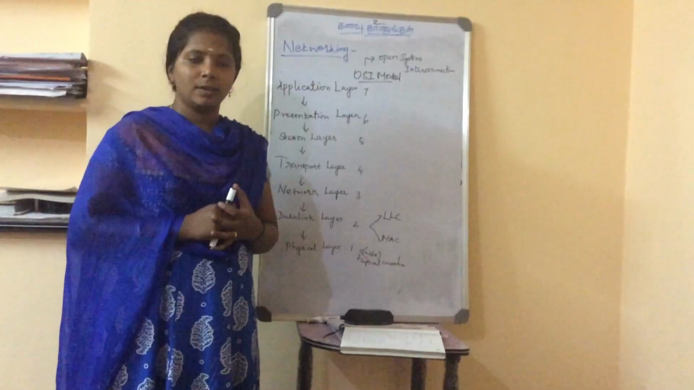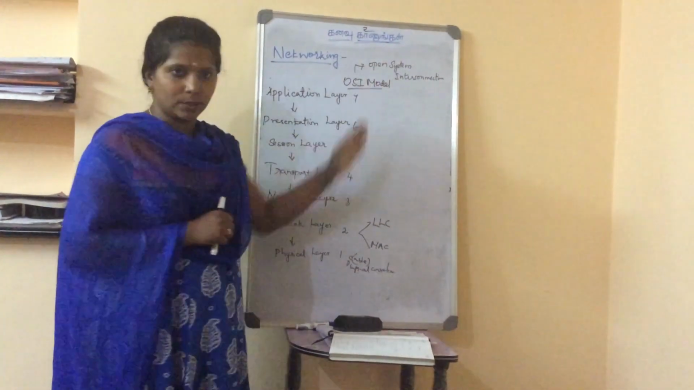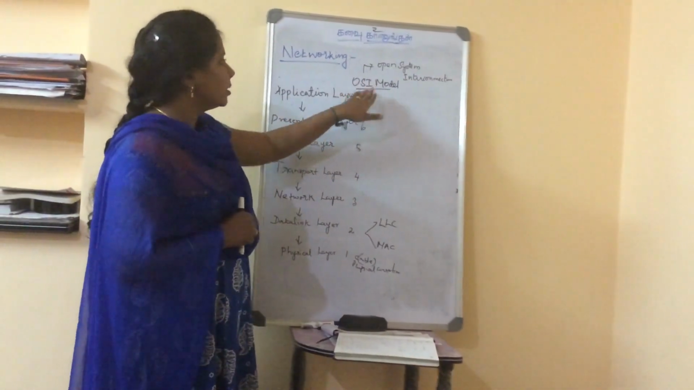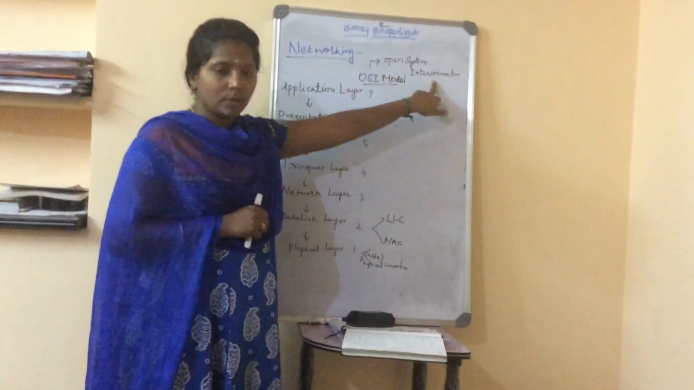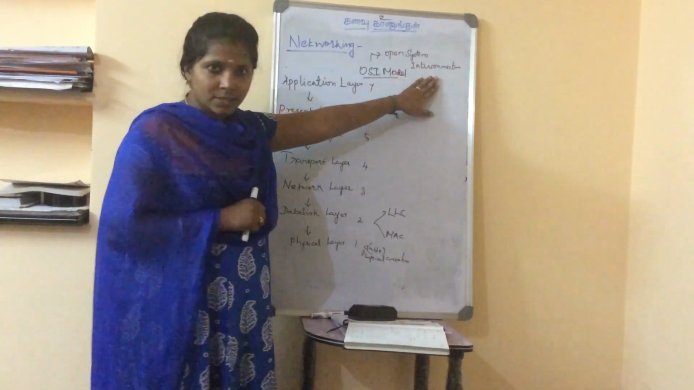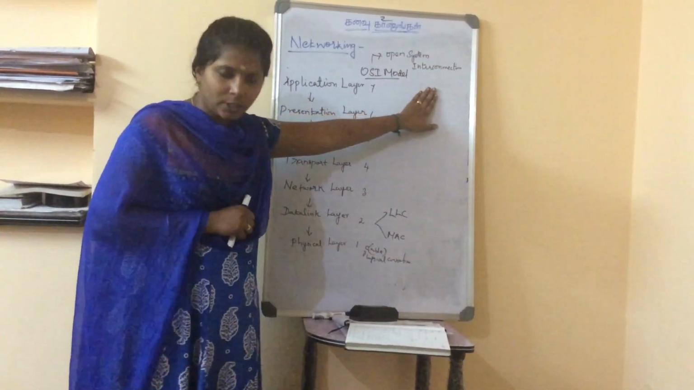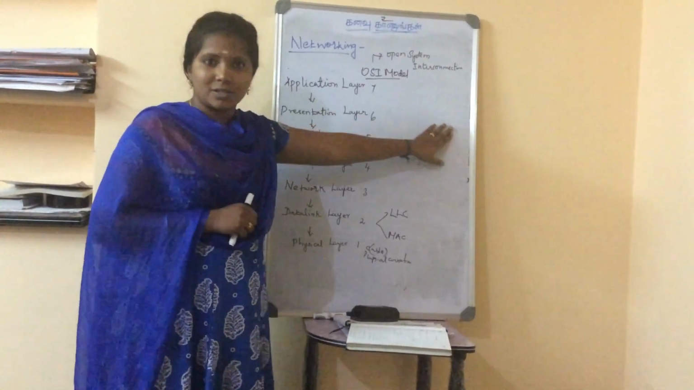Okay. Now I'm going to explain how the OSI layer works. First, what is meant by OSI? OSI is the abbreviation of Open System Interconnection. Open System Interconnection means it establishes a connection between client and server. What is client? What is server?